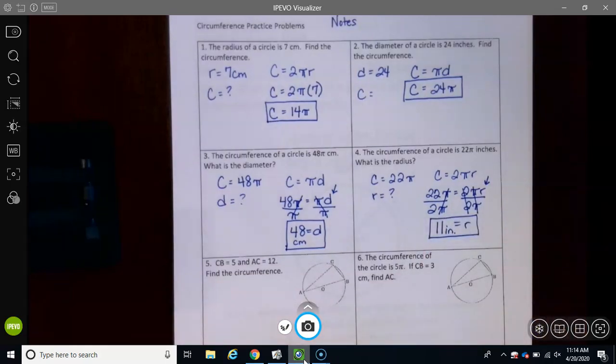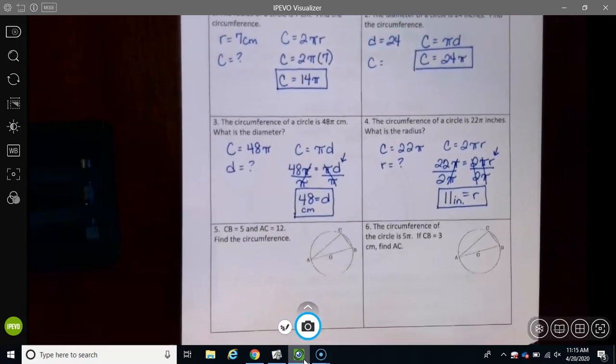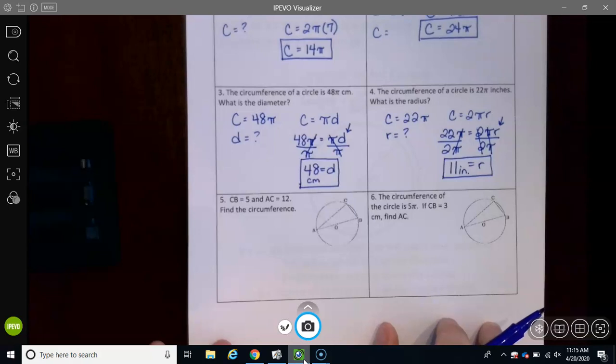So it's just using your algebra skills. Again, you're using a formula, plug in what you know, solve for what you don't. So get the variable that you're trying to solve for by itself.